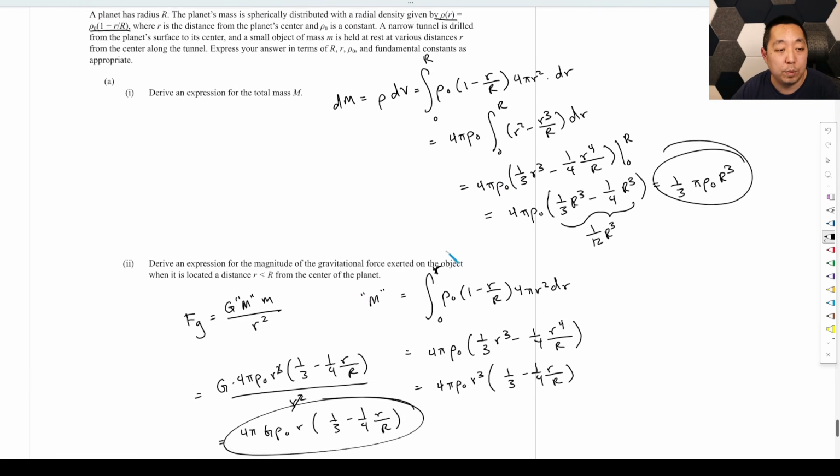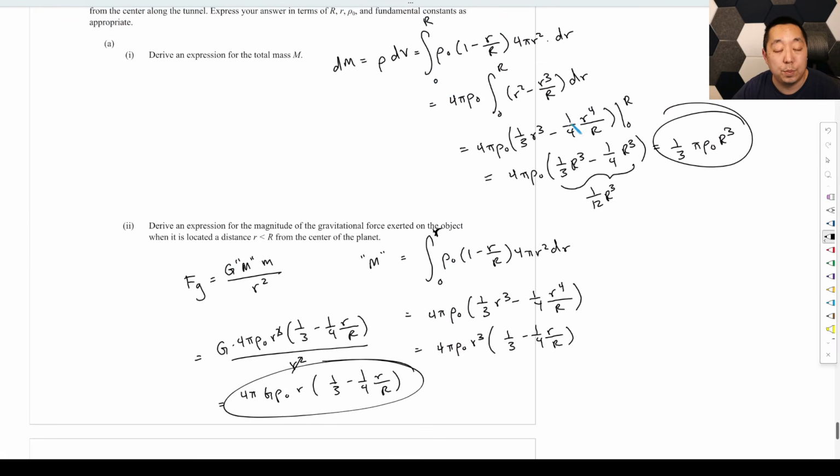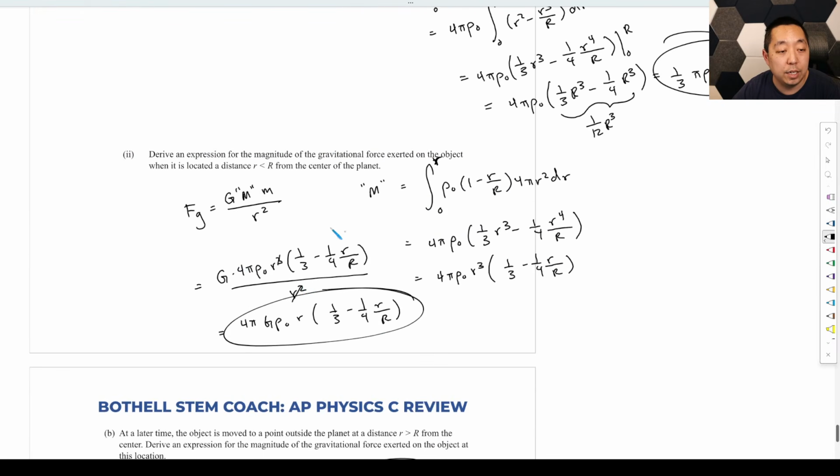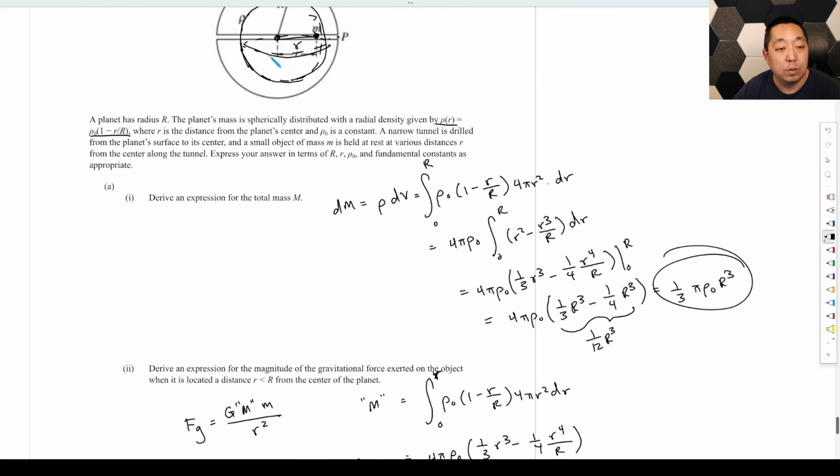So the tricky part was just making sure you understood the different aspects of adding up shells here, as well as finding the net gravitational force when you're inside a planet.